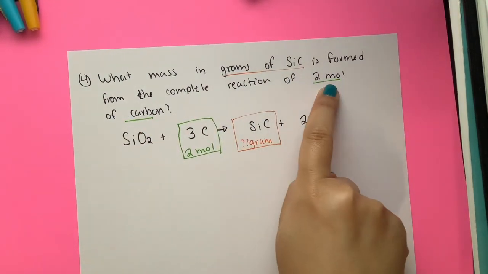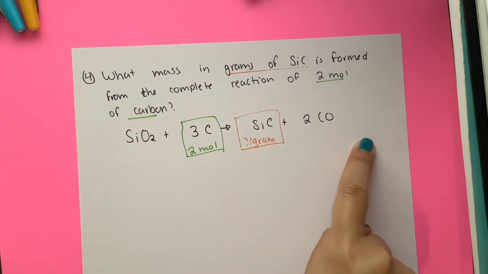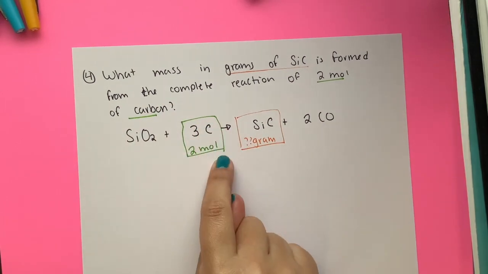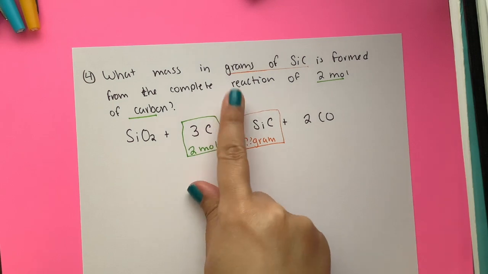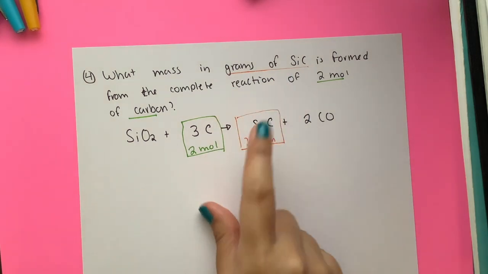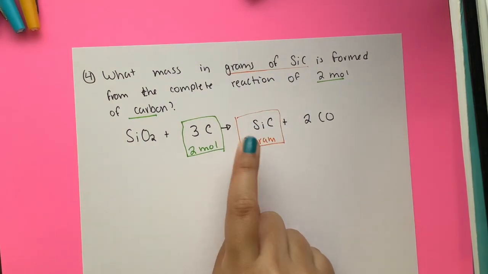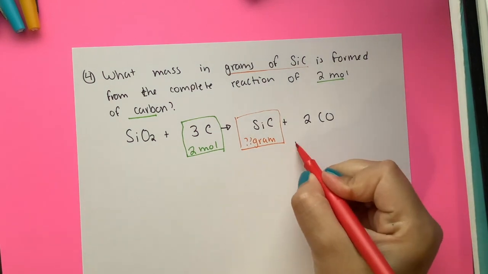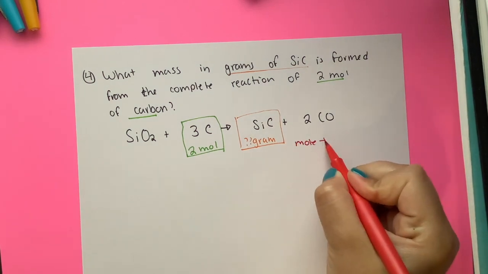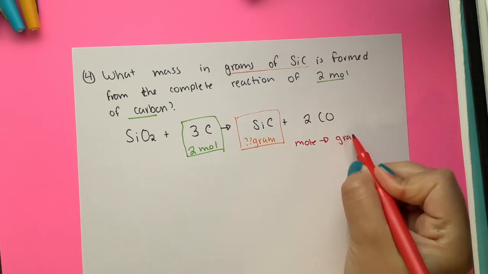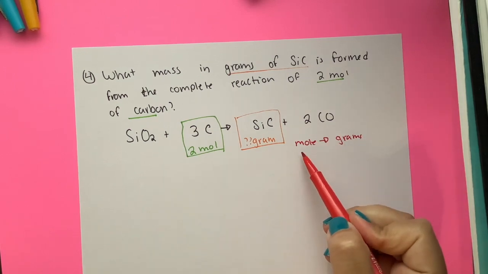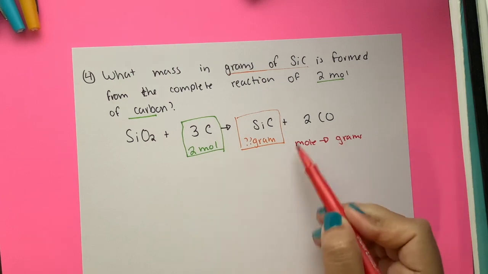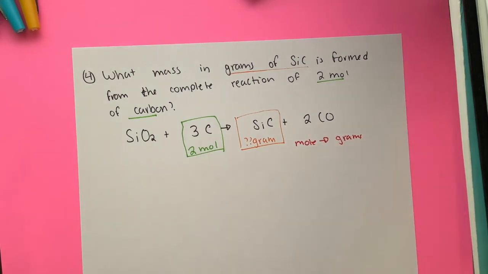So they're giving me 2 moles of carbon. So under my balanced chemical equation, under carbon I write 2 moles. And they're asking me for the grams of SiC, so under that I write question mark gram. This question is giving me the information in moles, and they're asking me for grams. So they want me to go from moles of one compound to grams of another compound.